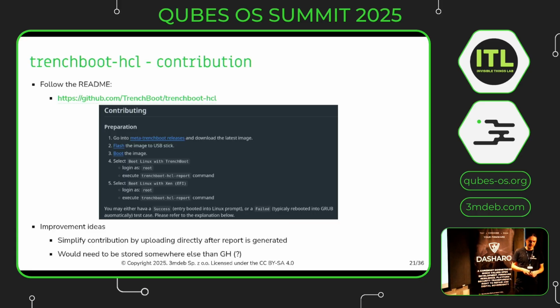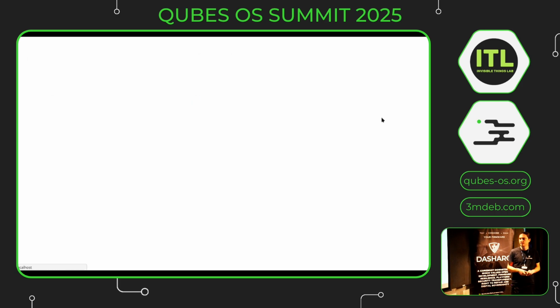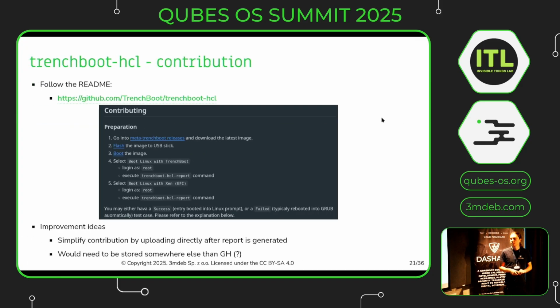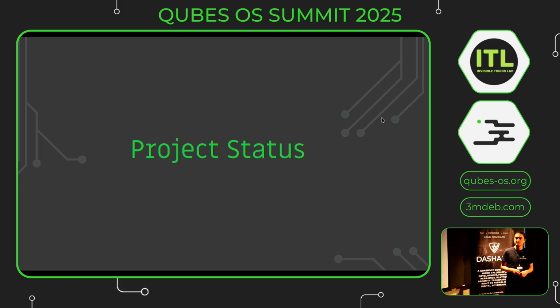So if you would like to contribute, how to do that? Just follow the README in the repository. If you have any problems, you can contact me. For improvement ideas, we thought maybe there is still some friction in that you need to upload a pull request. Maybe it should be just press enter in this image, which would simplify that, but it would mean we would need to store the results somewhere else, because GitHub wouldn't allow anonymous contributions. So maybe that's something to consider to simplify and possibly get more results.